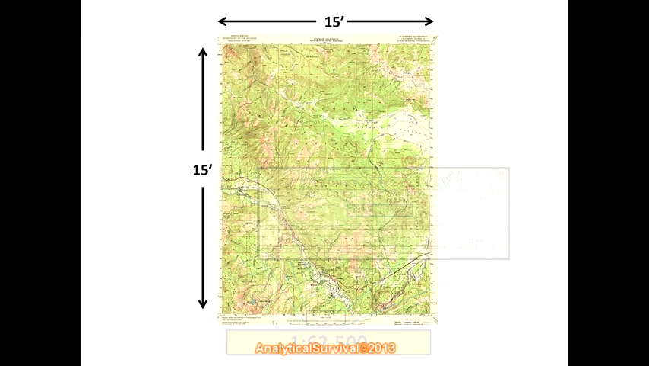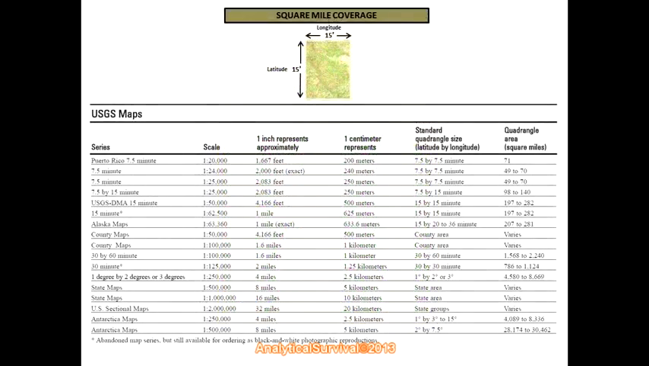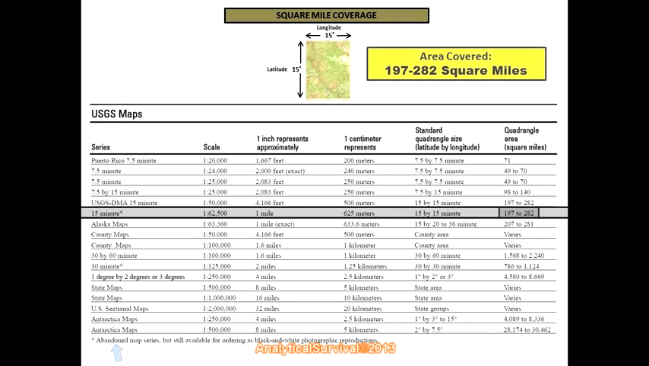And again, the scale is found at the bottom center, and it is a 1 to 62,500. Now, please note here that this size of map has been phased out by the United States Geological Survey, but you can still find older prints online. Now, we see here that a 15-minute map is covering a smaller area, but it's also retaining a greater amount of detail as well. And this size covers on average about 197 to 282 square miles.